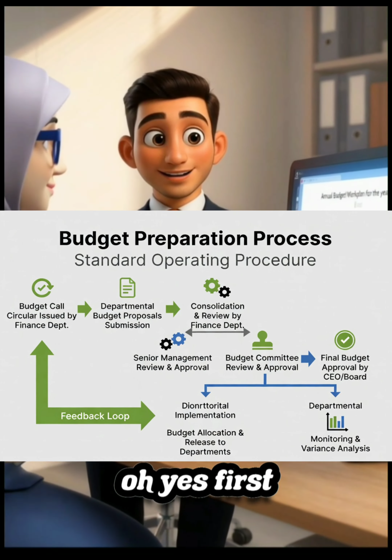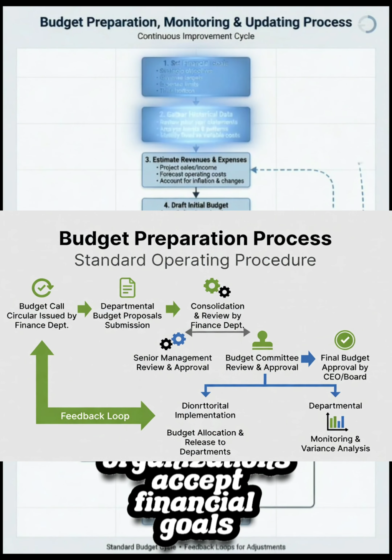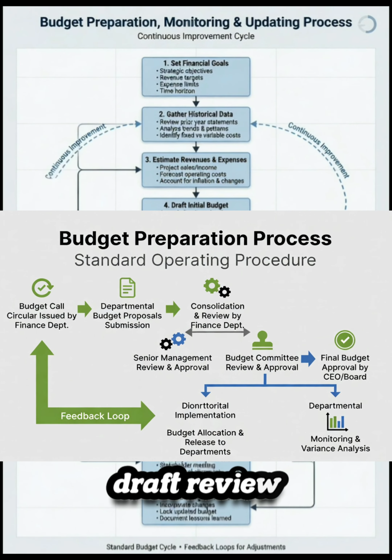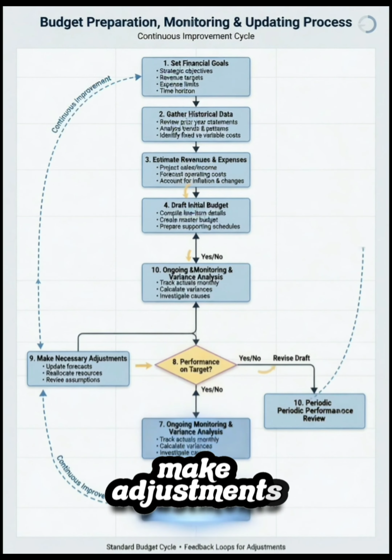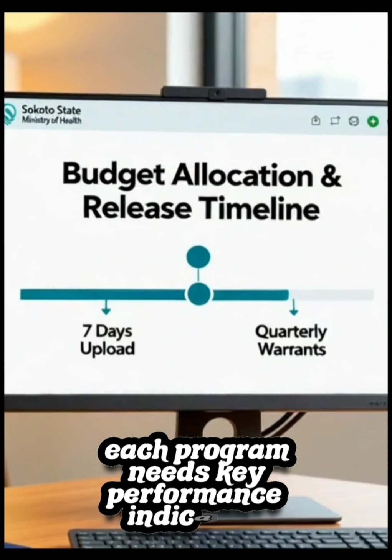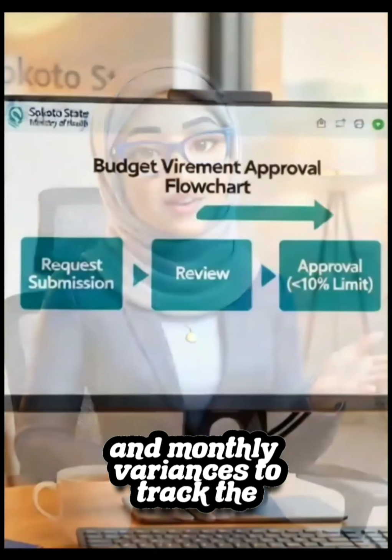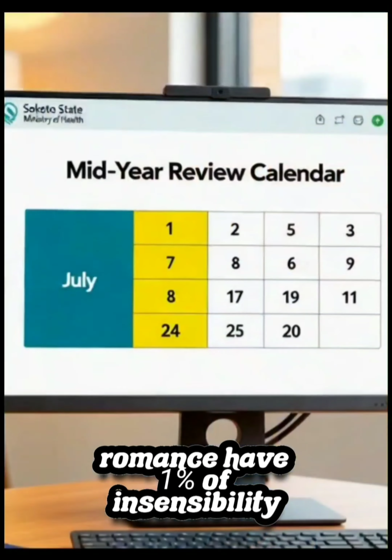Oh yes, I will. First, a budget is a financial plan that estimates an organization's revenues and expenses. Set financial goals, gather data, and estimate revenues, draft, review, and implement the budget, monitor performance, make adjustments, and review periodically. Budgets must link resources to measurable outputs. Each program needs key performance indicators reported quarterly. We use a timeline for releases and monthly variances to track performance. Remains have a percent and cent penalty.